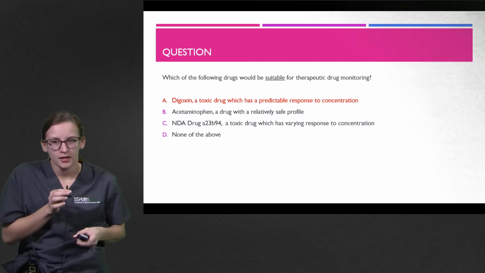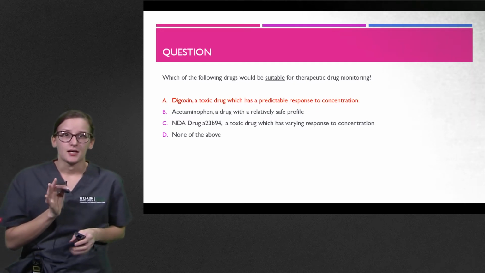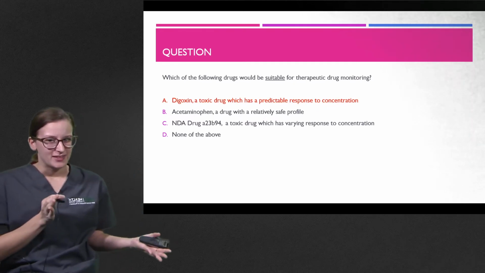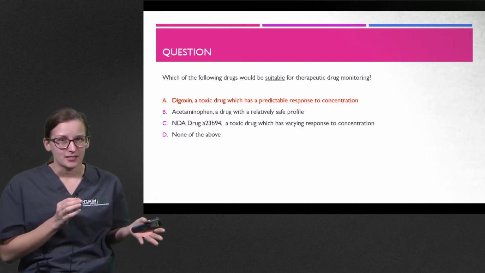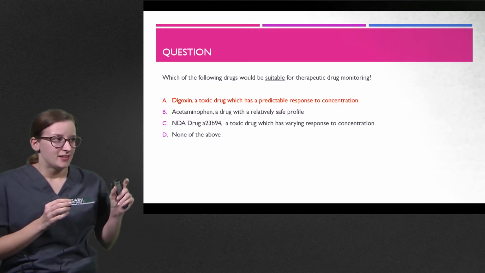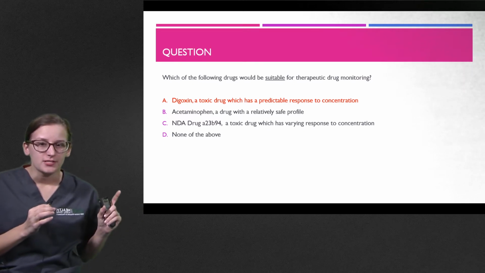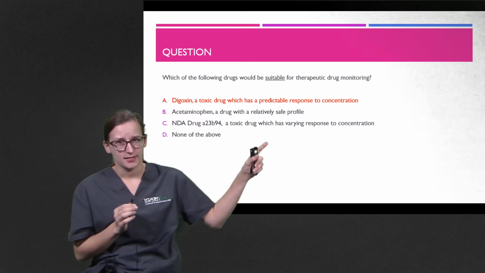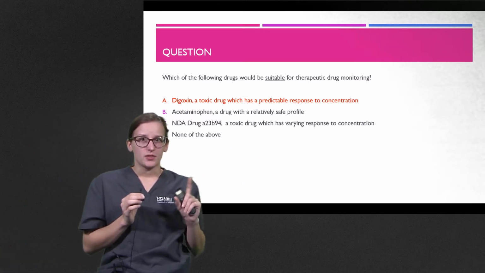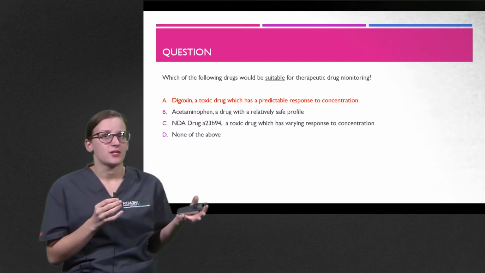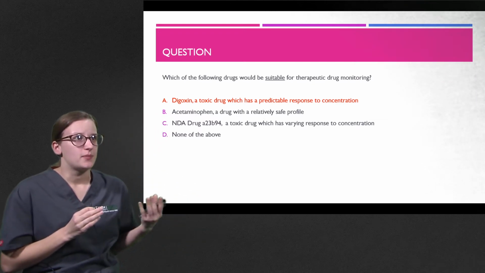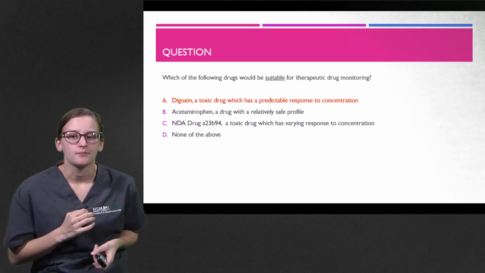All right, so this one would be digoxin because it pretty much fits everything I was talking about. Not only is it a toxic drug because it has a narrow therapeutic window, which kind of gives it away, but also it has a predictable response to concentration. So we know that within a certain value, it'll have the effects we want. But if we go above that level, it could be toxic.